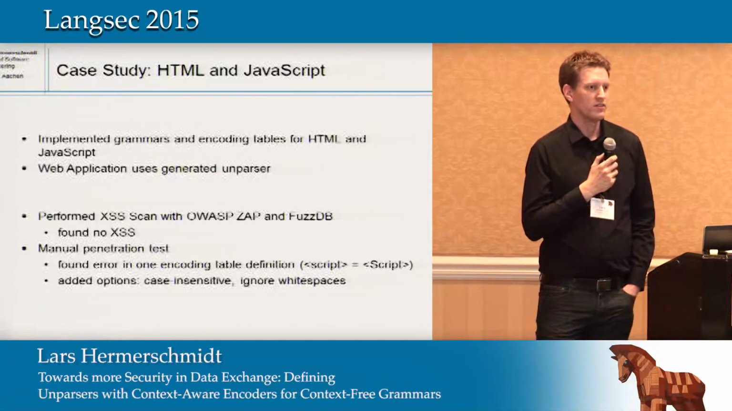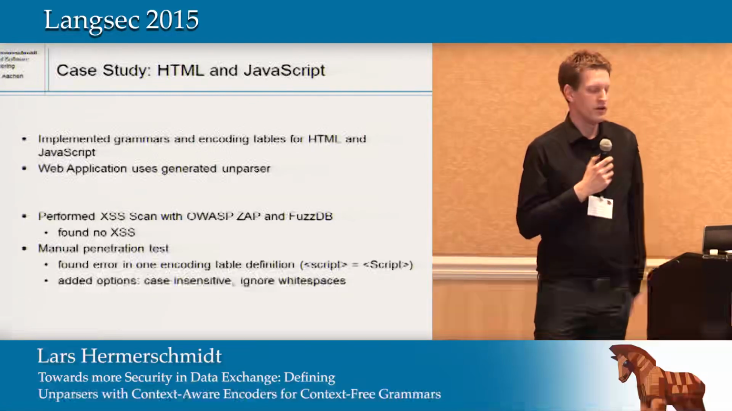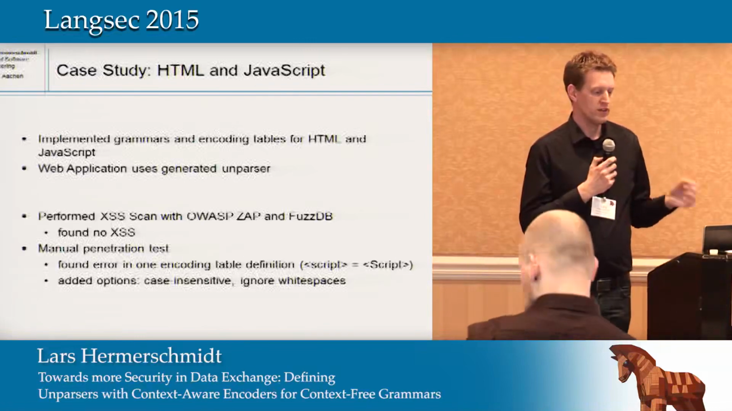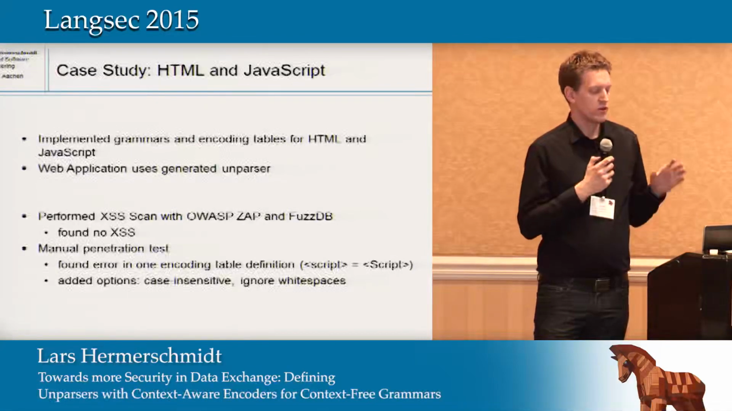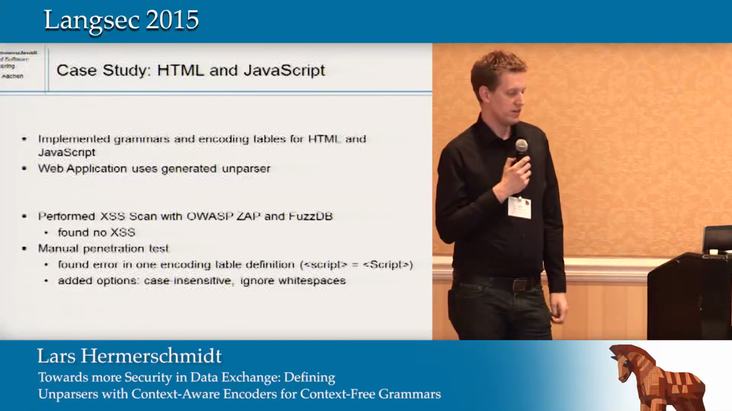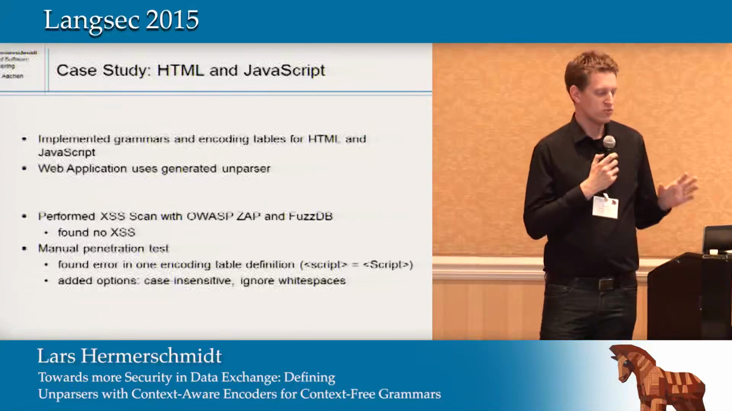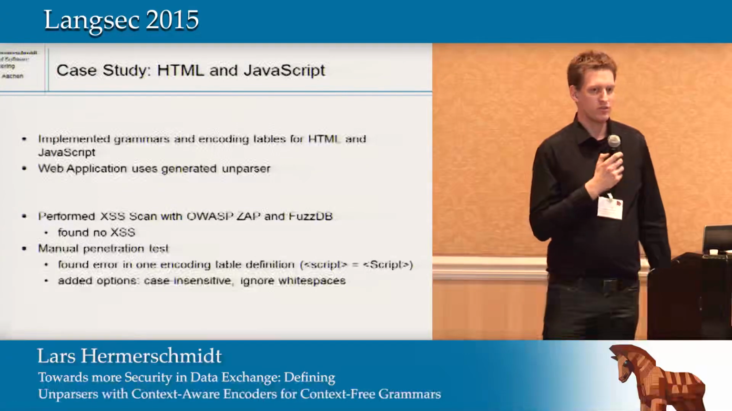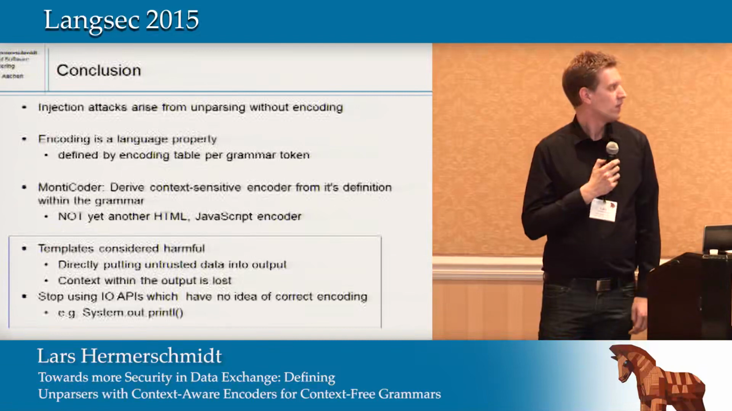So we actually, just for convenience, added some options. In the encoding table, you could also write in there that the matching you're defining is meant to be case insensitive or ignoring whitespaces or so. So the point is here, we are not implementing yet another perfect HTML and JavaScript parser. It's just to show, yeah, this is complicated stuff. We don't get it right in the first place, and we have to look at this later on, exactly.